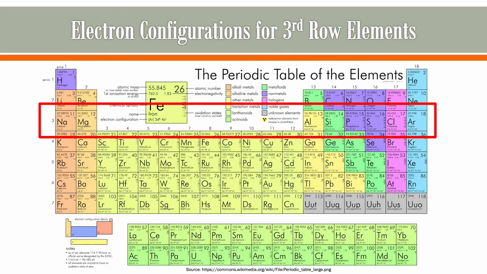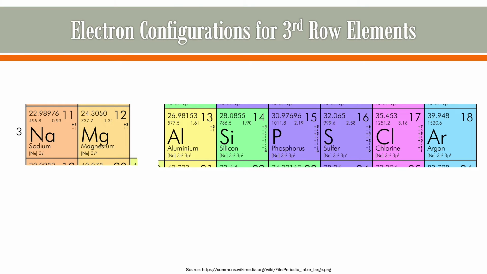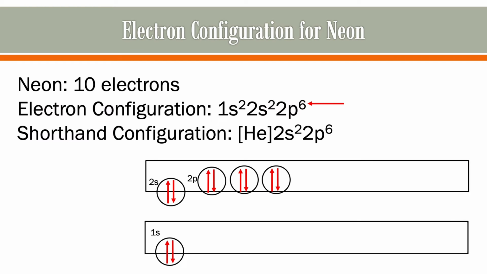Let's write the electron configurations and diagrams for the third row elements. These elements include sodium, magnesium, aluminum, silicon, phosphorus, sulfur, chlorine, and argon. In a previous video on electron configurations for second row elements, we concluded with neon, and we'll continue from here.